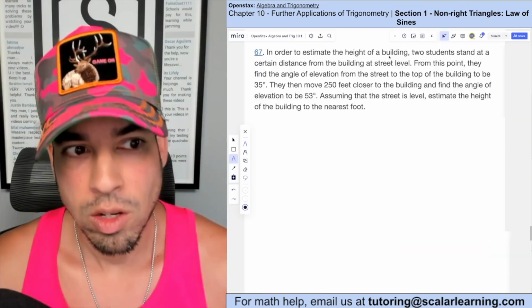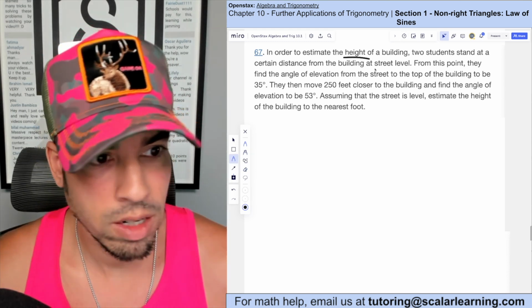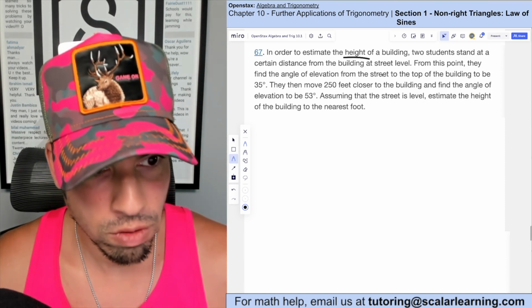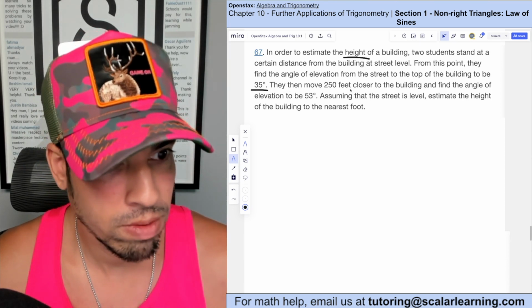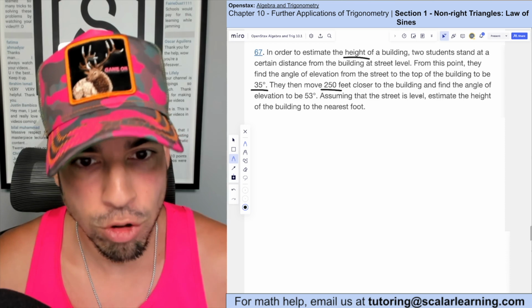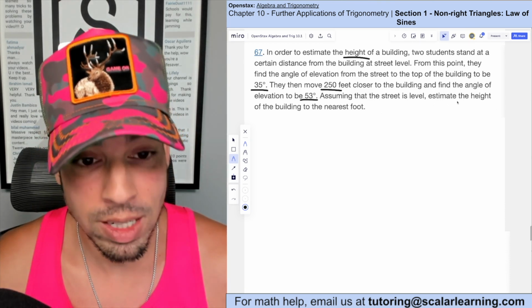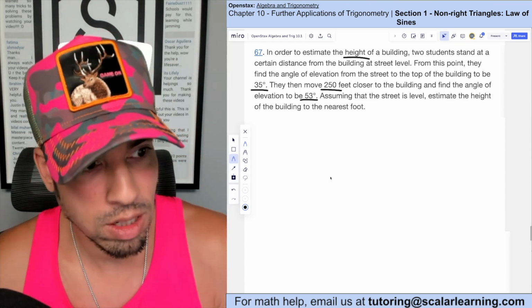Boom, done. In order to estimate the height of a building, two students stand at a certain distance from the building at street level. From this point, they find the angle of elevation from the street to the top of the building to be 35. They then move 250 feet closer to the building and find it to be 53. Assuming that the street is level, estimate the height of the building. So let's get a diagram first.